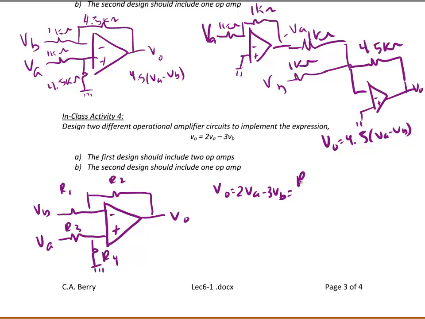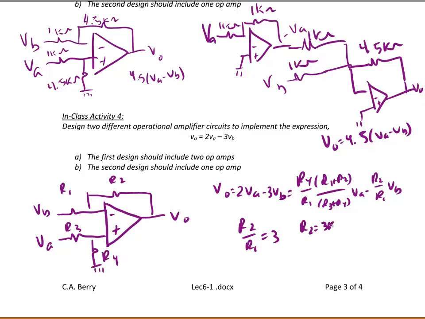So now, if VO is equal to 2 VA minus 3 VB, then this is equal to R4 over R1 times R1 plus R2 over R3 plus R4 times VA minus R2 over R1 VB. So it's easier to do R2 over R1 first because R2 over R1 has to be equal to 3. So we'll let R2 equal 3 kilo ohms and R1 equal 1 kilo ohm.